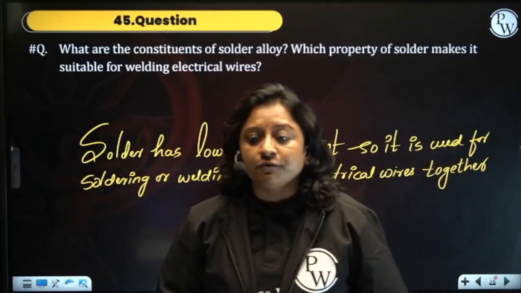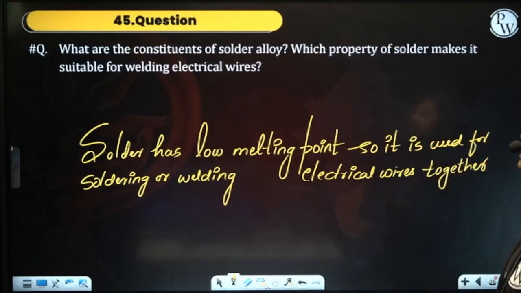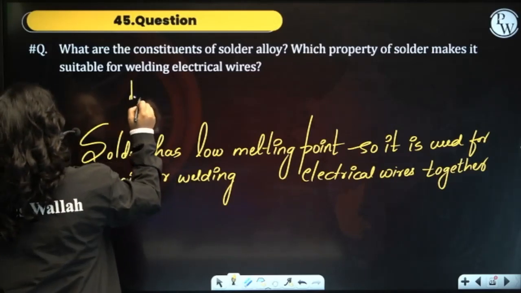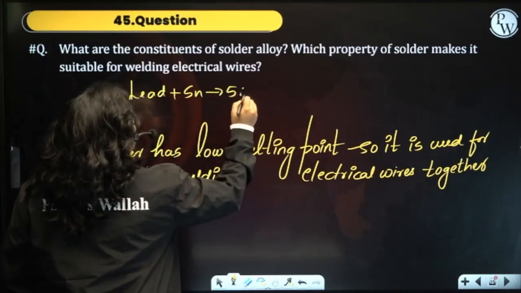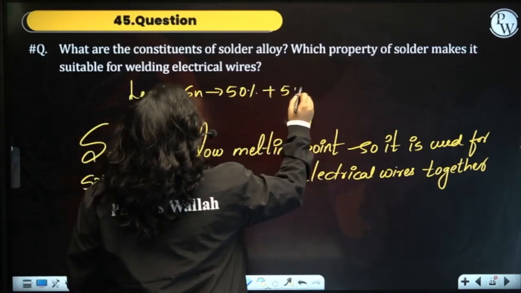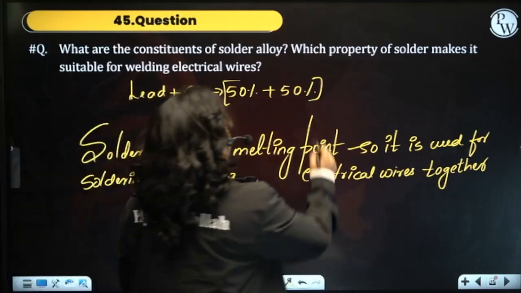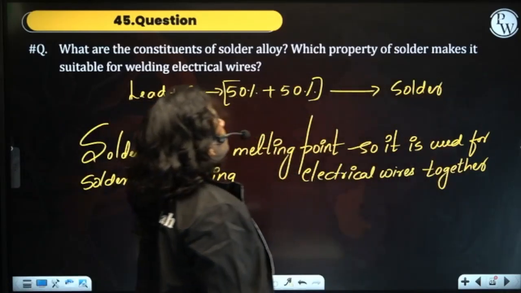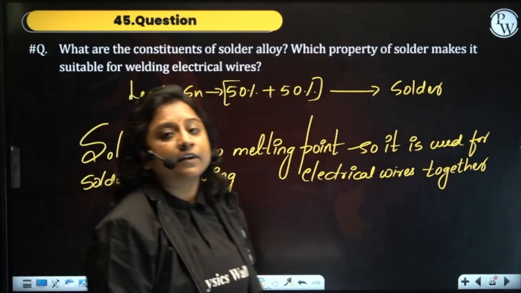Now the 45th question. What are the constituents of solder alloy? Lead plus tin, 50% and 50%. Equal amounts of lead and tin together are called an alloy called solder. Which property of solder makes it suitable for welding electrical wires?